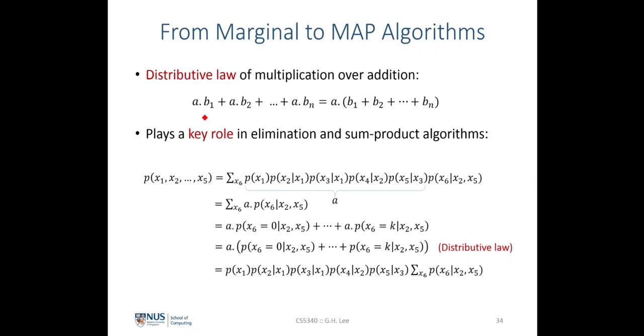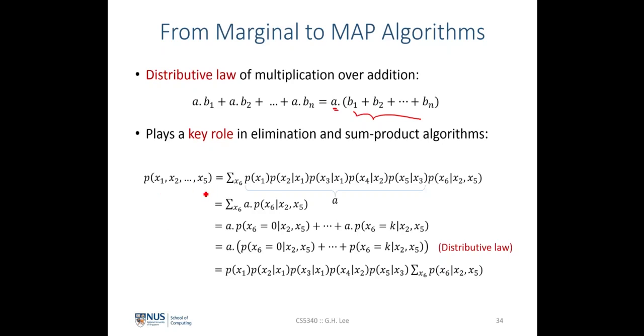Suppose that I have a multiplied by b1 plus a multiplied by b2 and so on and so forth until I have a multiplied by bn. This is simply equivalent to factorizing out the a over the sum of all the respective terms in b. And so we can see that this factorization actually plays a key role in the marginalization in the sum product algorithm. Now an example here would be the joint probability of x1 to x5.